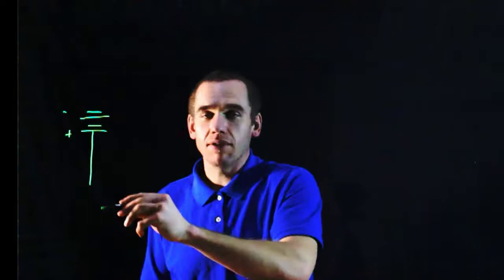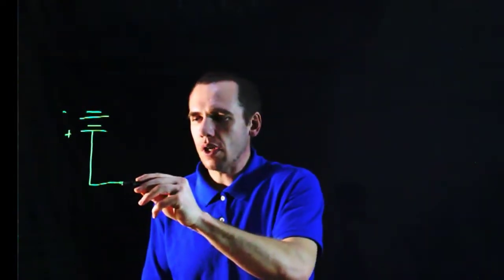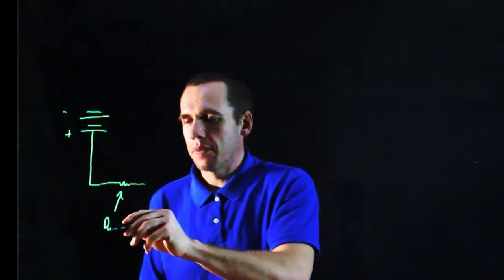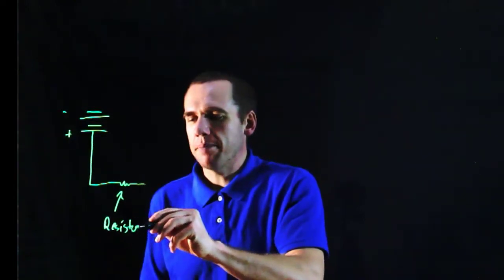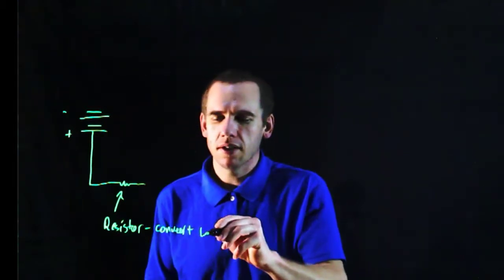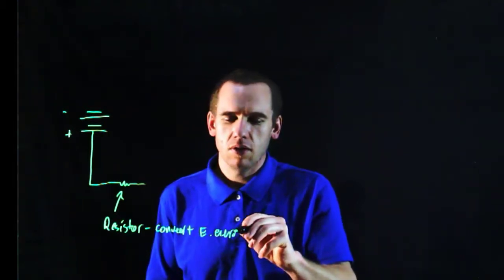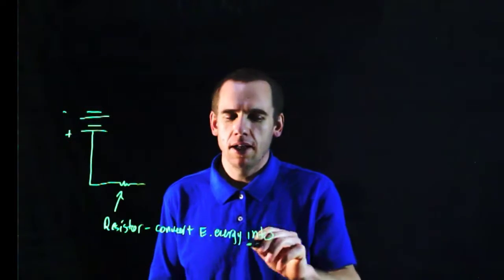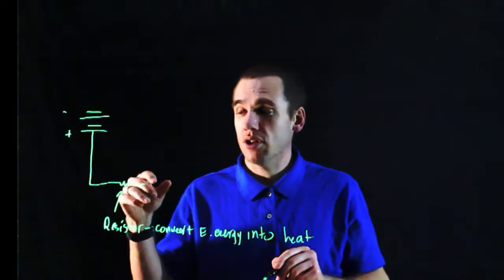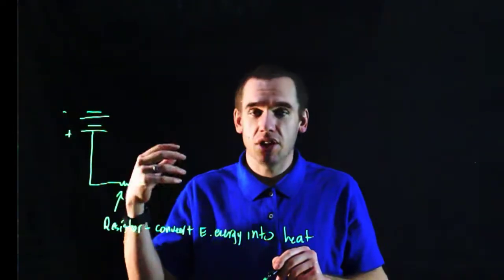Long lines like that represent wires. A zigzag squiggle like that represents a resistor. Now, a resistor's job is to convert electrical energy into heat. And that means we're going to have power ratings for these, how quickly they can do that, how much energy they can change.